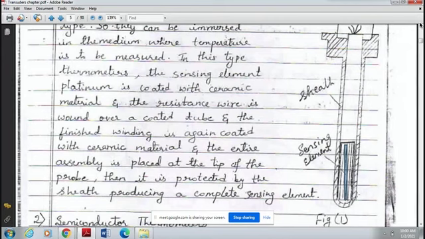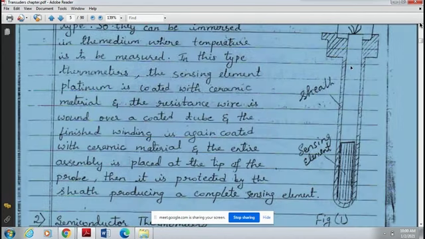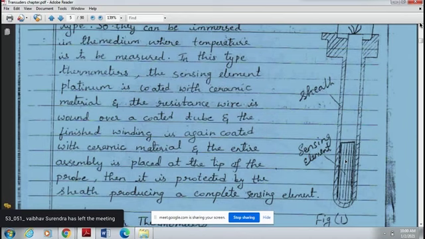So this entire box, whatever you're seeing here, will be the sensing element, which is placed at the tip of the probe. At the edge of the probe, it is placed here. At the tip of the probe, all these sensing elements will be placed. The sensing element is nothing but the platinum here.